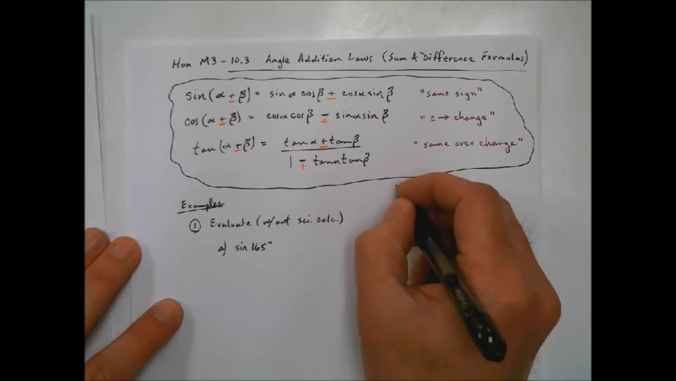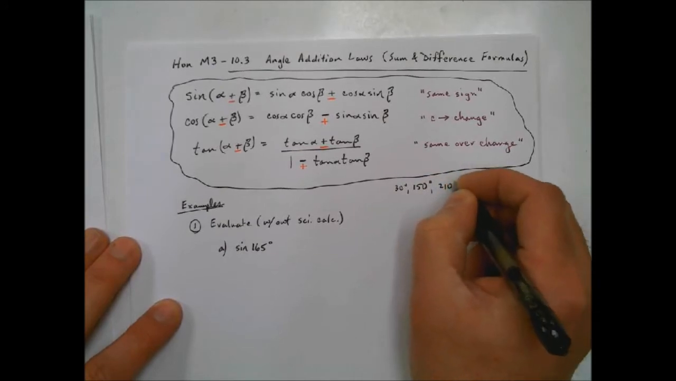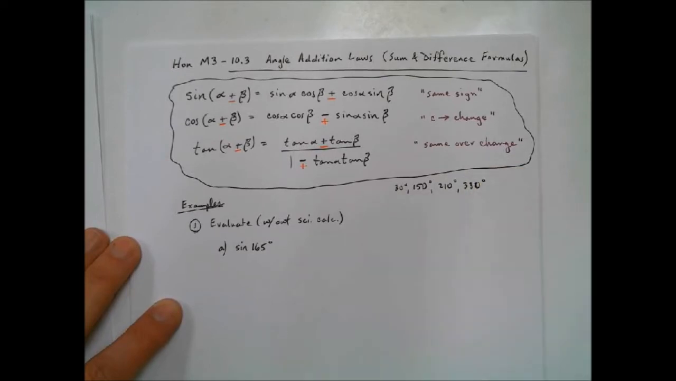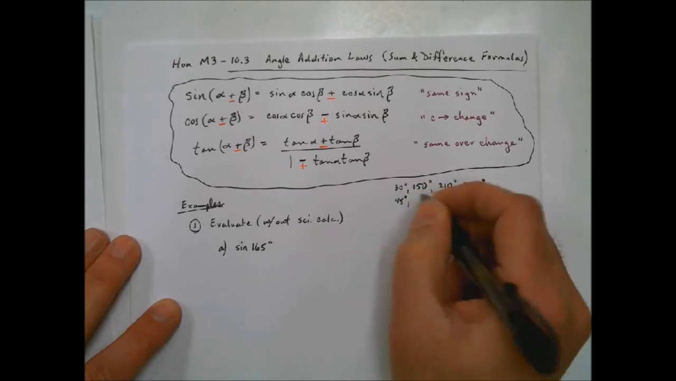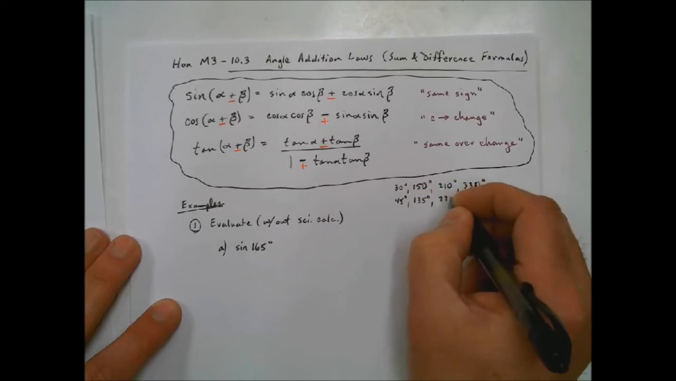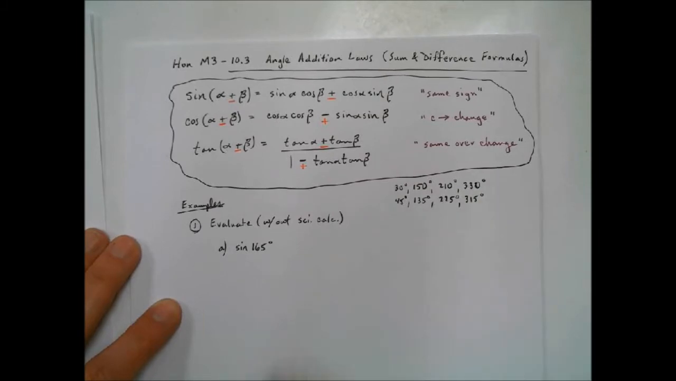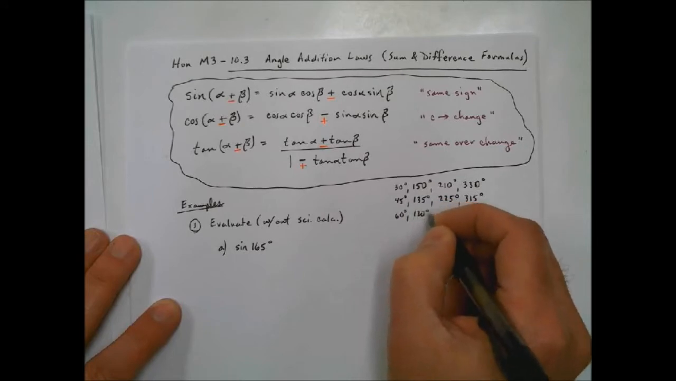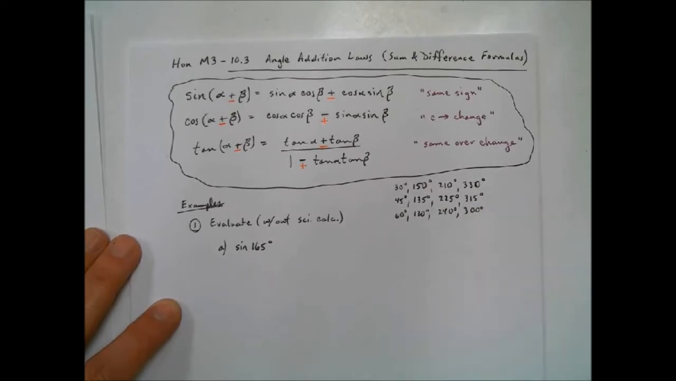But what we do want to keep track of is those 30-degree reference angles, which are 30 degrees, 150 degrees, 210, and 330 degrees. The 45-degree reference angles, which are 45 degrees, 135, 225, and 315 degrees. And the 60-degree reference angles, so 60, 120, 240, 300.